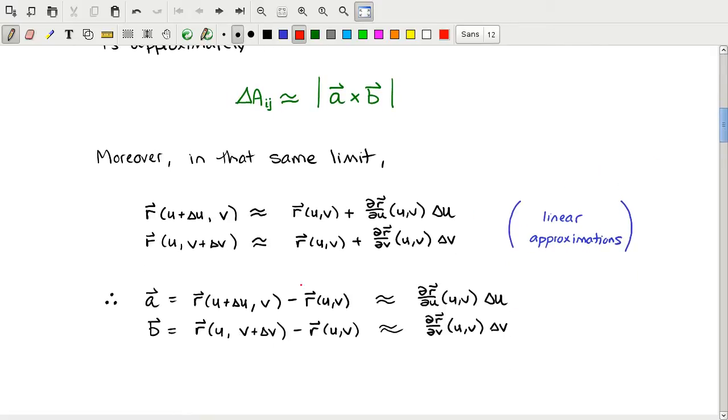So then the vector A is r of u plus delta u, v minus r of u, v, but that left-hand contribution also contains an r of u and v, and so those cancel, and all we're left with is partial r partial u times delta u. Meanwhile, the vector B similarly can be simplified to be approximately equal to dr dv times delta v. So here we have A and B approximately equal to these partial derivatives times these small changes in u and v, respectively.